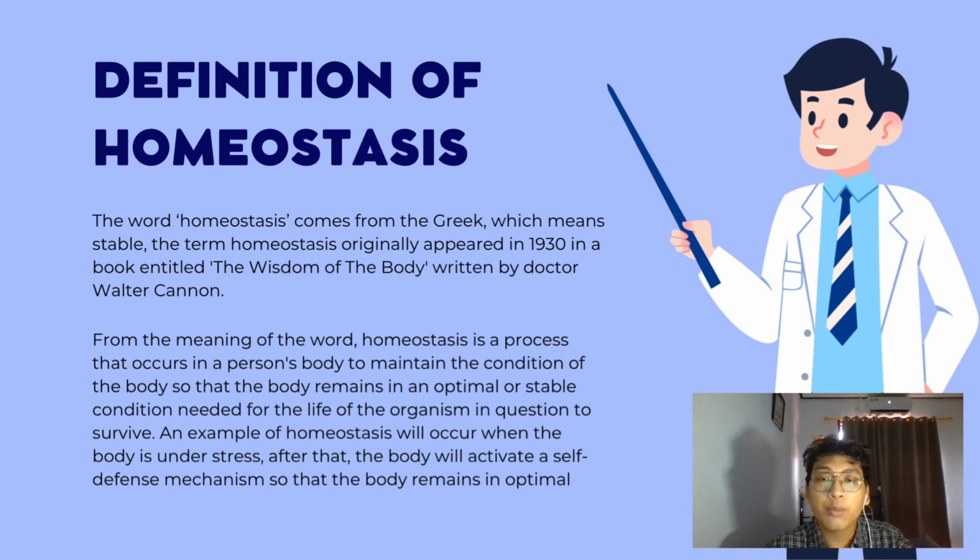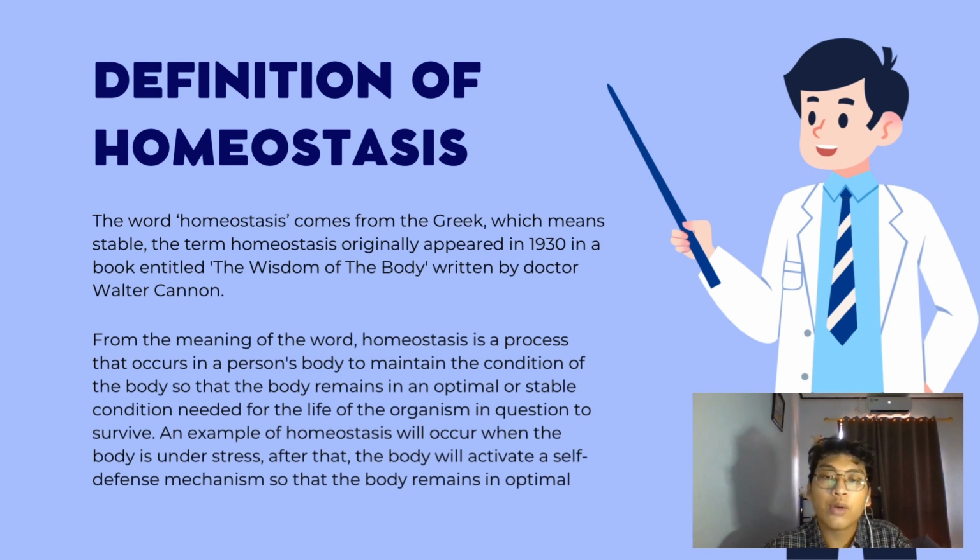The word homeostasis comes from the Greek, which means stable, and the term homeostasis originally appeared in 1930 in a book entitled The Wisdom of the Body, written by Dr. Walter Cannon. From the meaning of the word, homeostasis is a process that occurs in a person's body to maintain the condition of the body so that the body remains in an optimal or stable condition, needed for the life of the organism in question to survive.